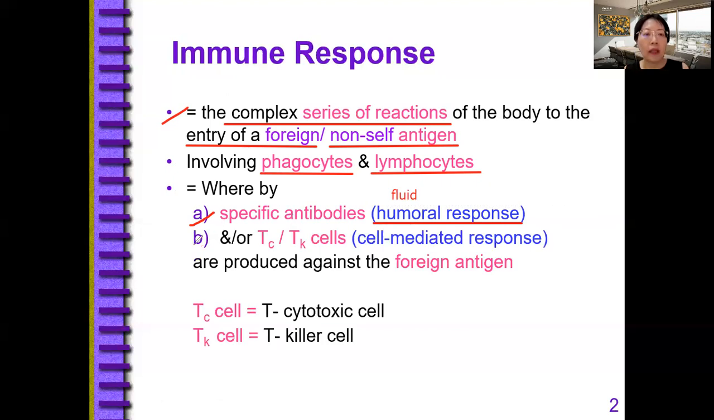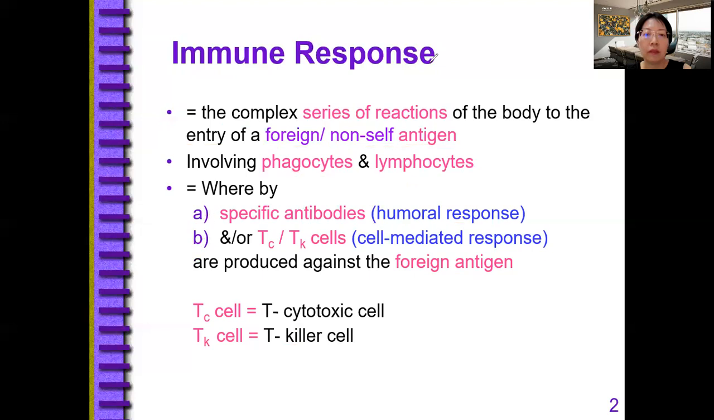Okay, or it can involve the TC or TK cells being produced against the foreign antigen. So either antibodies produced against the antigen or the TC, TK cells produced against that antigen, which is non-self or foreign antigen. Okay, what is TC and TK? TC stands for T cytotoxic cell. TK stands for T killer cell. They are the same cell with two possible names. Okay, so this is the full definition of immune response.